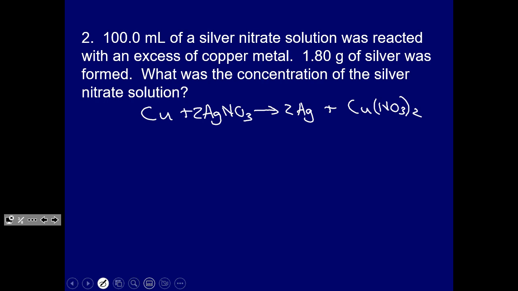Again, if that question has been given to you, you're going to follow the same instructions that I've always given you. Write the information underneath. In this case, we were using 100 milliliters of this. And now I'm telling you that we obtained 1.80 grams. So this is a different type of question. And then it asks, what is the concentration of the silver nitrate solution?